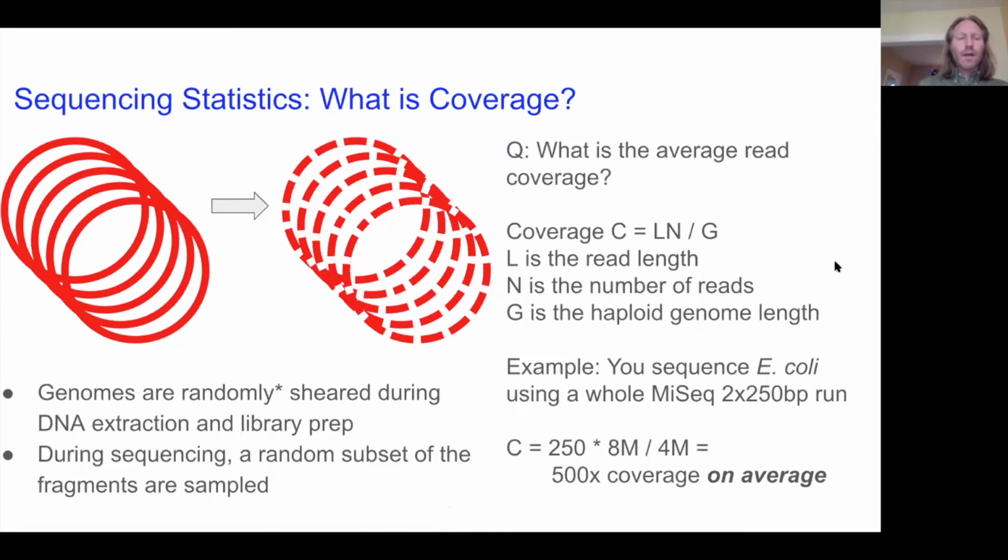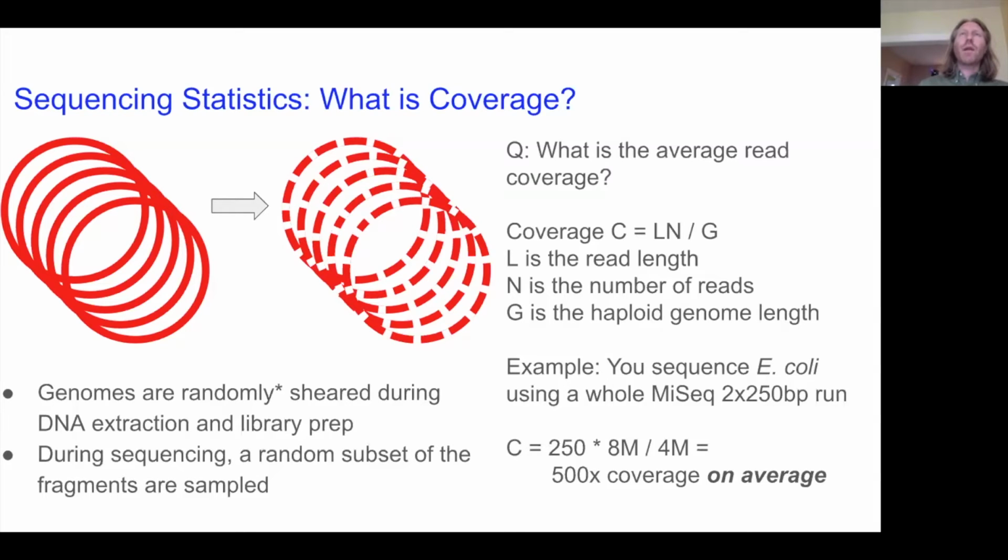So there are some questions we can ask about, is that enough? And how do we know if that's enough to actually get the complete genome that we're looking for? This does make a couple of assumptions. One is that the genomes are randomly sheared during the DNA extraction and library prep, and that is not always true. Sometimes there are biases introduced at that step.